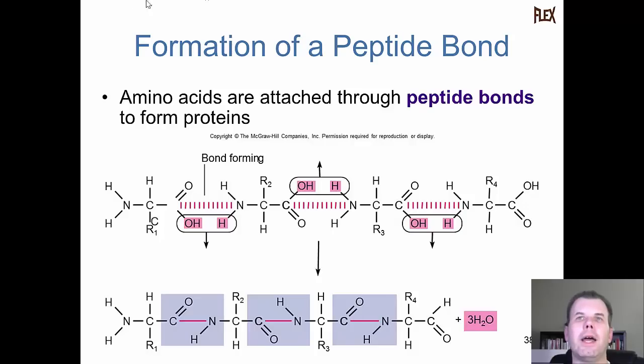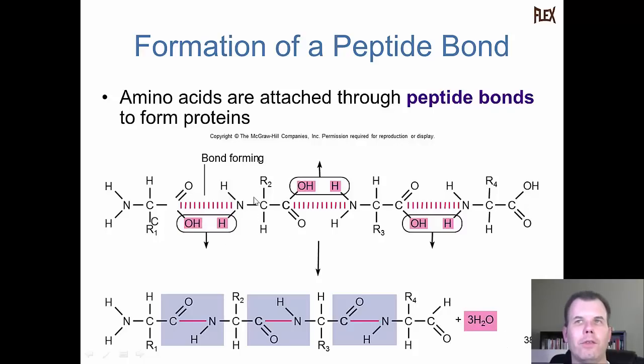Okay, again, amino acids are attached through peptide bonds to form proteins. You can see here the bond forming in between. You remove the water. Monomer, monomer. So you have a monomer and a monomer. These are two amino acids. This is a synthesis. There are three reactants and then one product. And you can see each time you form a bond, you remove water. This is known as a dehydration synthesis again.